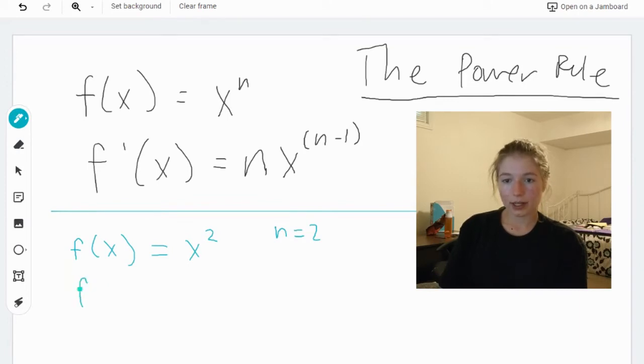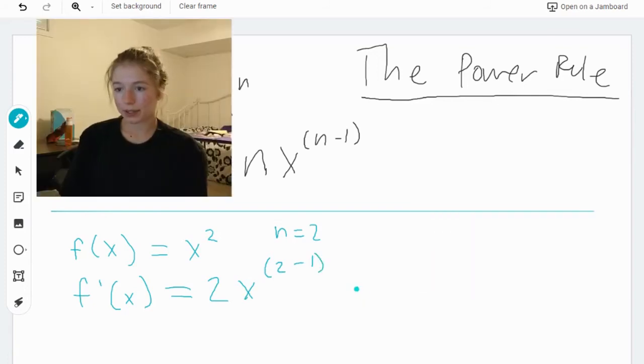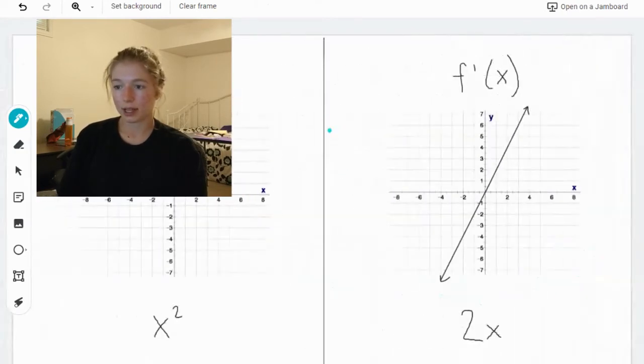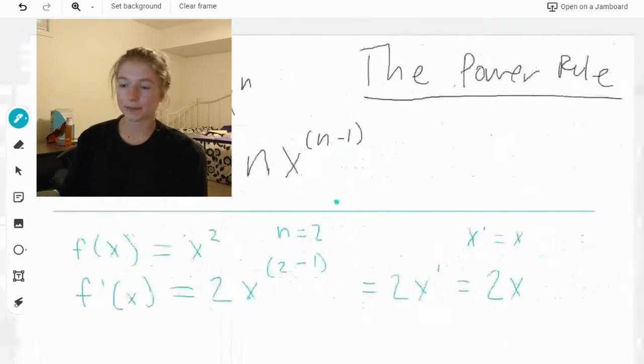So if we're trying to find the derivative, f prime of x, we can see it would be n, which is 2, times x to the power of n minus 1. So this is going to be equal to 2x to the power of 1, and x to the power of 1 equals x. So it's going to equal 2x. And if we look at this, our derivative of x squared was 2x. So that's going to be correct.